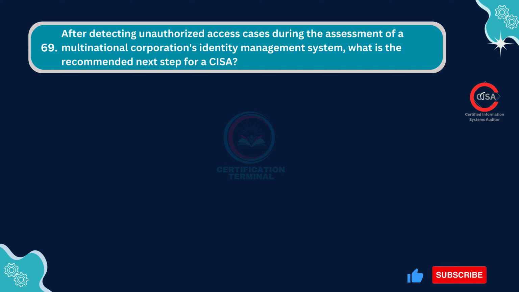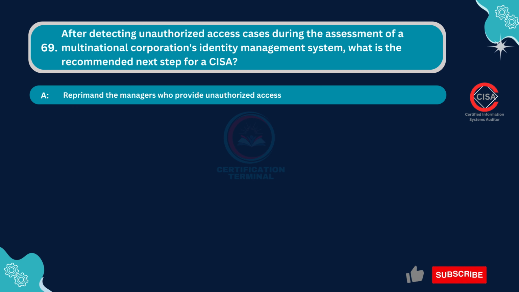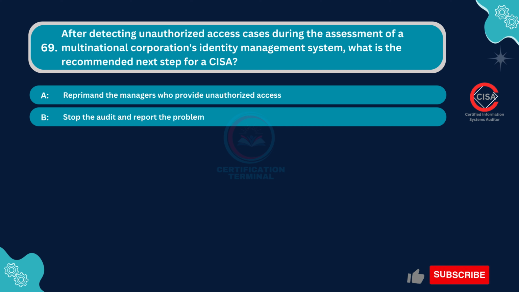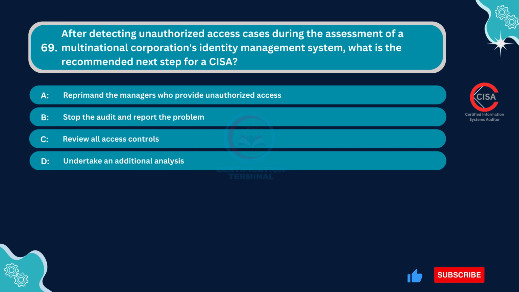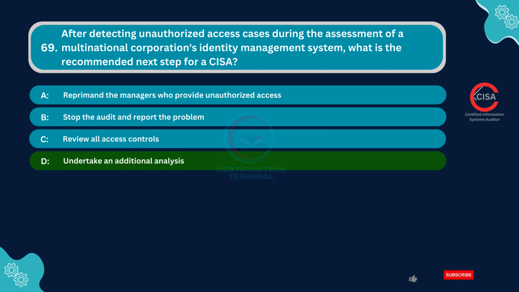Question number 69. After detecting unauthorized access cases during the assessment of a multinational corporation's identity management system, what is the recommended next step for a CISA? Option A, reprimand the managers who provide unauthorized access. Option B, stop the audit and report the problem. Option C, review all access controls. Option D, undertake an additional analysis. The correct answer is Option D, undertake an additional analysis.